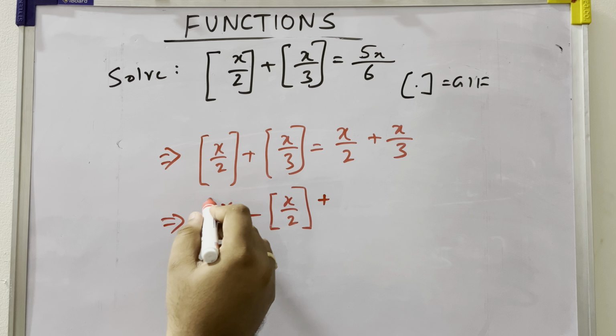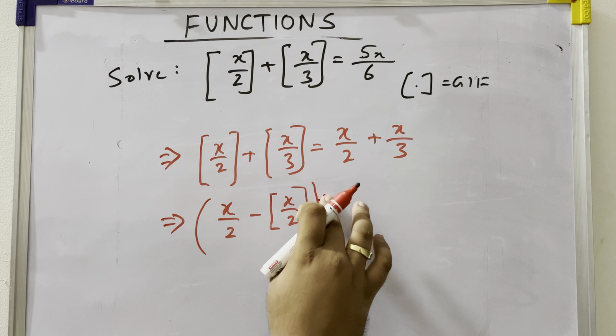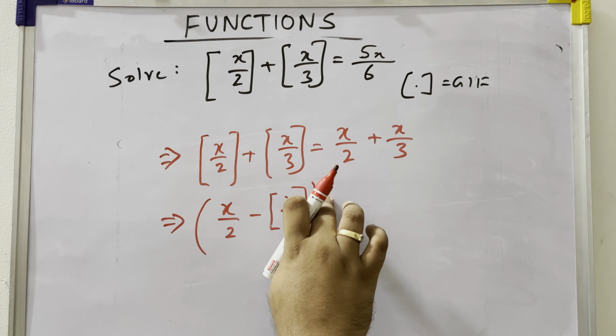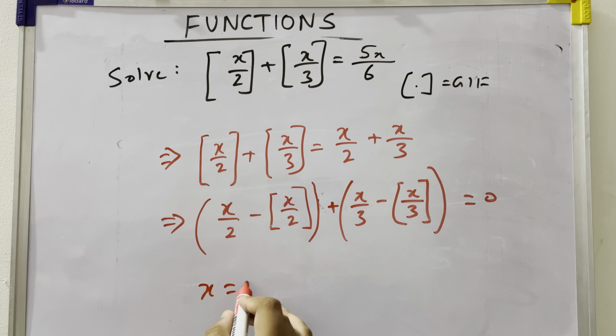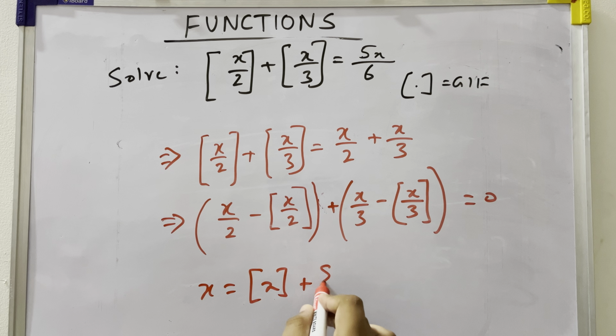So x/2 minus the greatest integer function of x/2, plus, let me take it in some sort of bracket like this, plus x/3 minus the greatest integer function of x/3 is equal to 0. Basically this part I have taken here. Now students, this is x minus the fractional part of x. Already told you x is equal to this plus this, right? So this will be x minus the greatest integer function of x.